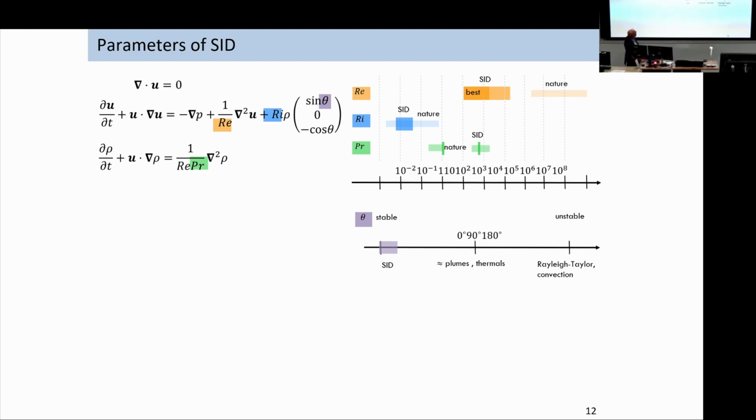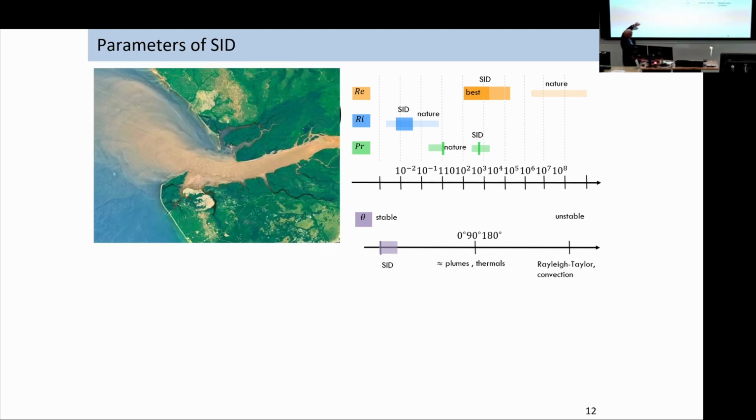And if we compare that, for example, with a river outflow, we're several orders of magnitude smaller in Reynolds number, although the Richardson number and the Prandtl number are comparable.